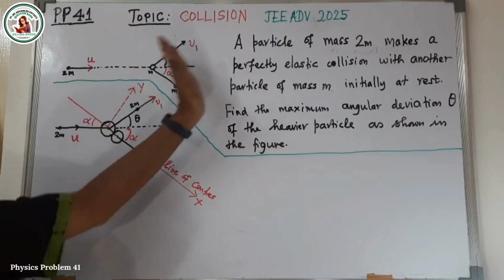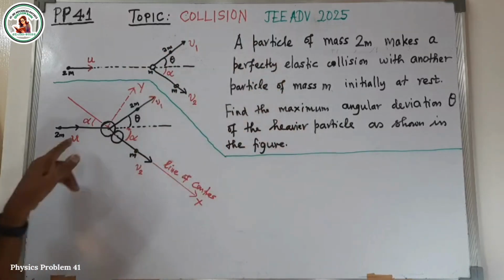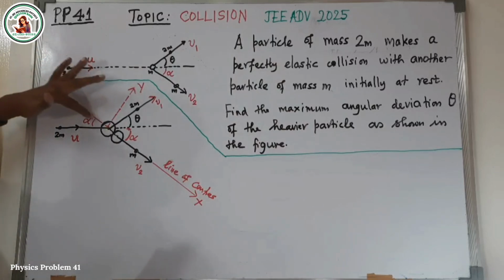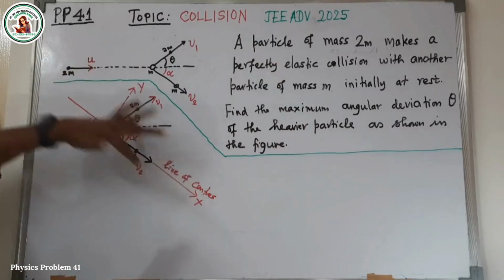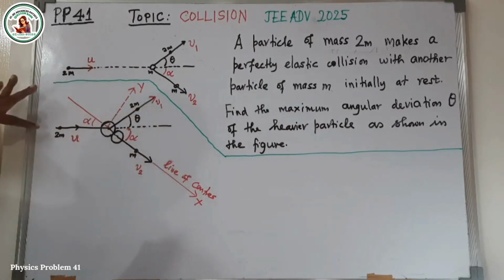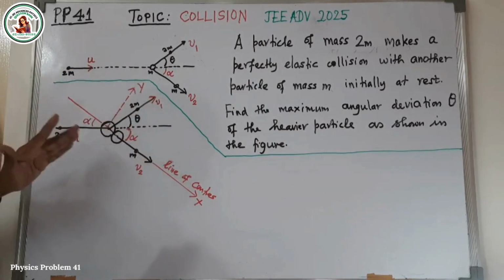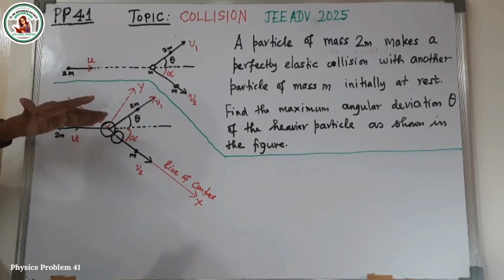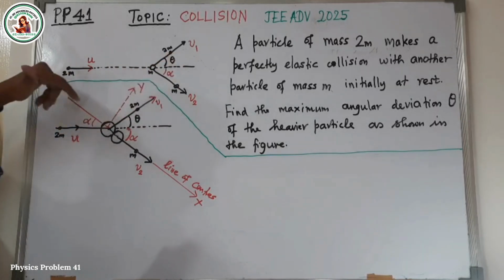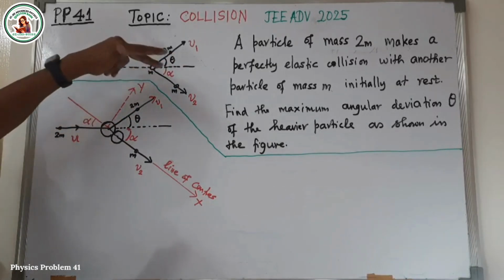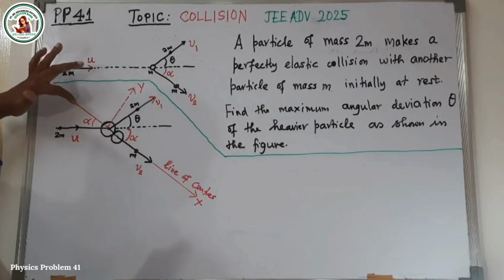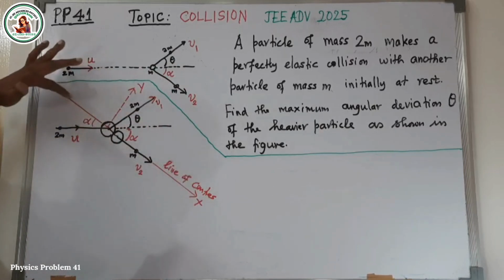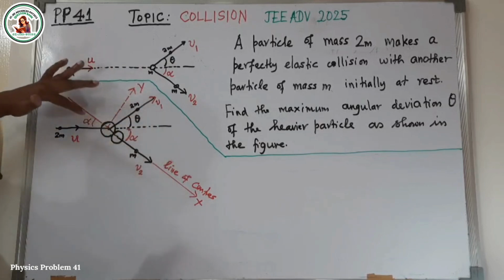Above the green line, you see what data is given. Here I have redrawn the diagram showing the line of centers at the time of collision. At the time of collision, the line of centers is different from the original direction, so there is a deviation for the colliding particle. The other particle, which was at rest, will move along the line of centers. There is no other option, because that is the direction of collision.